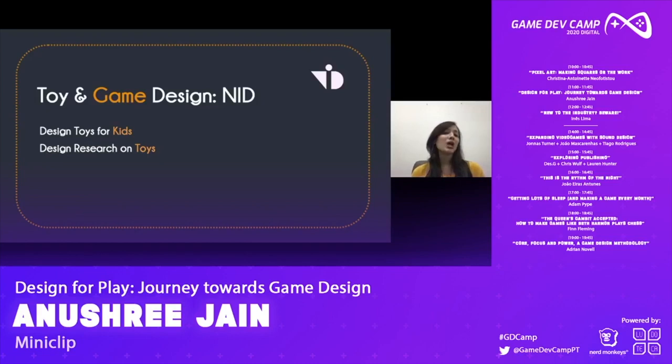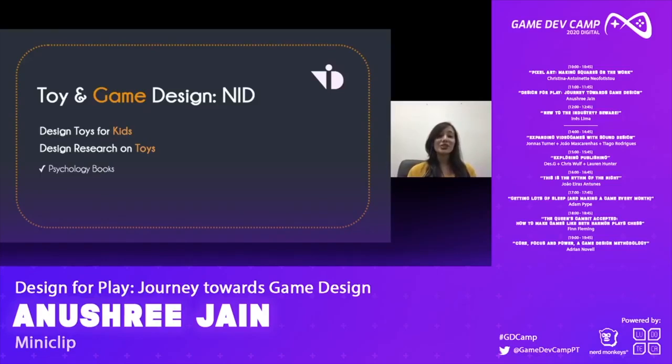I read a lot about designing toys. I researched a lot about all those things, and it was not as simple as I thought it would be, because I think for toys you need to understand a lot of different things. You need to do a humongous amount of research on them.